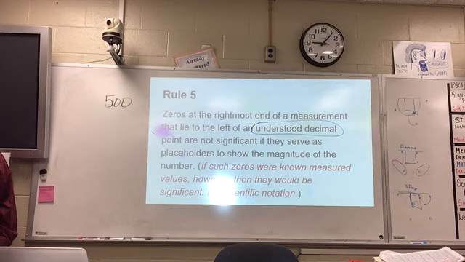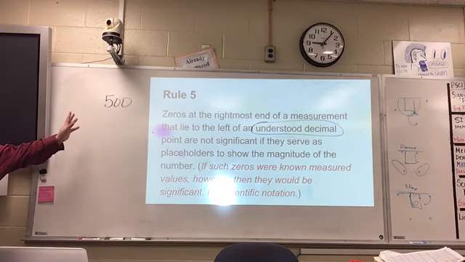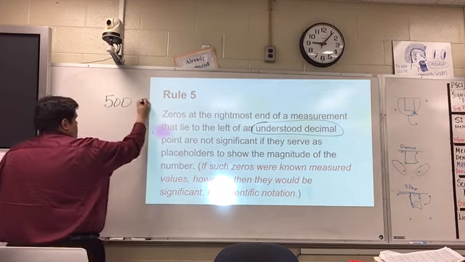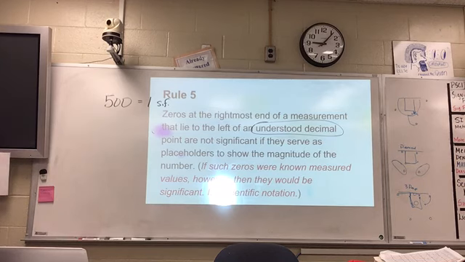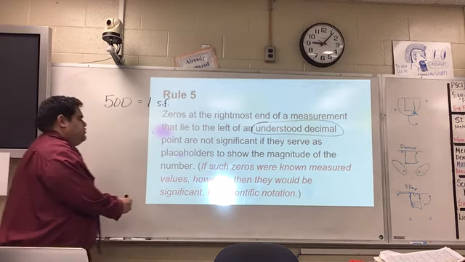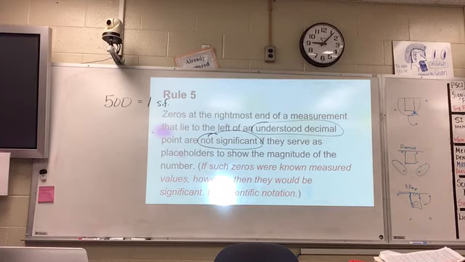Everybody understand what I mean by understood? Because that's what Rule 5 is all focusing about. Rule 5 is focusing on what about zeros when there's a decimal, what about zeros when there's not a decimal. All right, so Rule 5 says this. This right here, the number 500, you do want to include in your notes. The number 500 here has one significant figure. Why? Because those zeros are at the front of an understood decimal. And because they are at the front of an understood decimal, they are not significant.